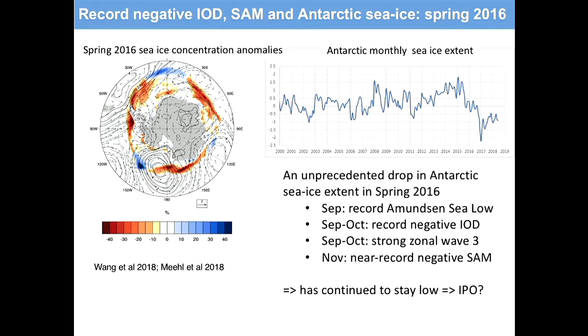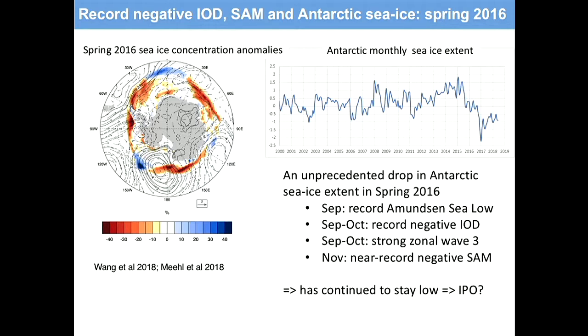And some papers I'm involved in that are both submitted now suggest that this drop in Antarctic sea ice was obviously driven by the atmosphere initially because it happened so rapidly. At the time there was a record negative Indian Ocean Dipole, a strong Zonal Wave 3 pattern, and a near record negative SAM later in the season. All of these climate drivers, these modes of variability, combine together, we argue, to lead to this record drop in sea ice extent.